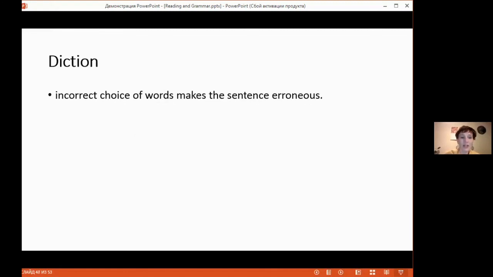Okay, diction. Diction is an incorrect choice of words, which makes the sentences erroneous, which is a mistake. And sadly, the only way to avoid such mistakes is to know your vocabulary well. But if you know your vocabulary well, you will, of course, be able to spot the mistakes in test sentences and other kinds of writing that you see.